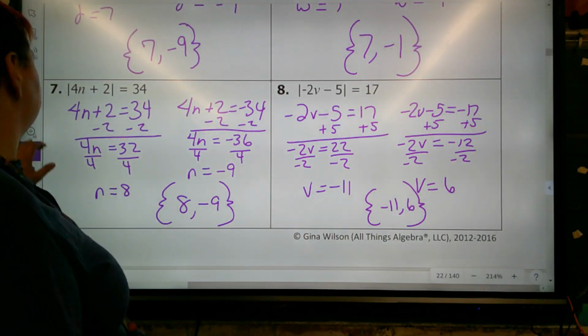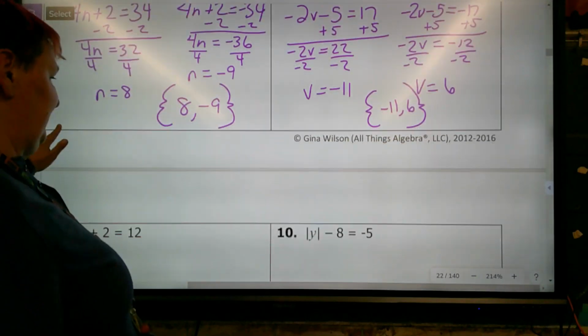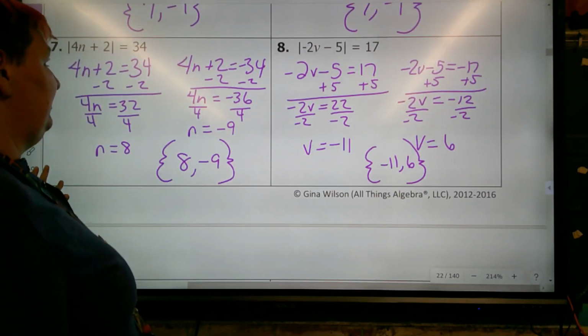2 possible answers. And I think I don't have it on the next page. Do I? Oh, I might.